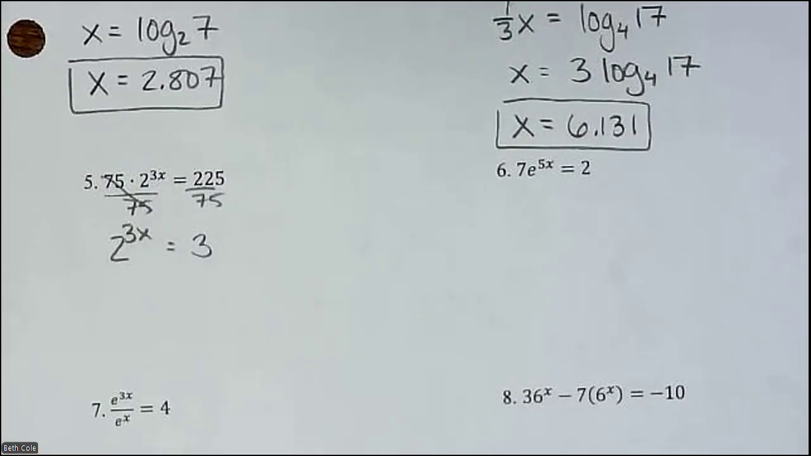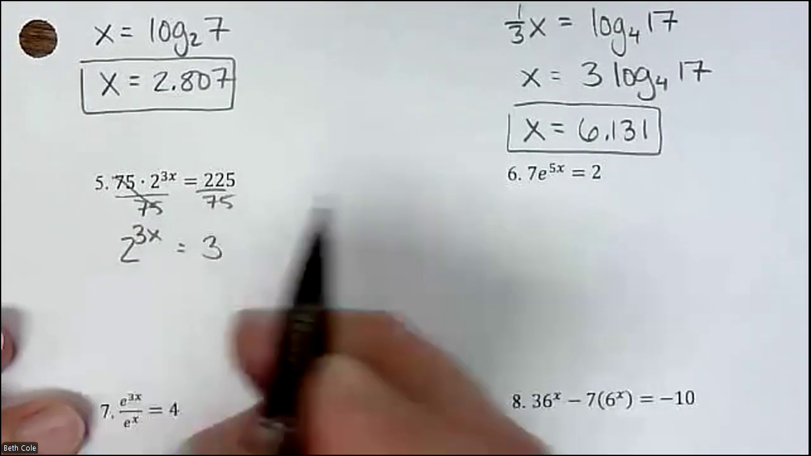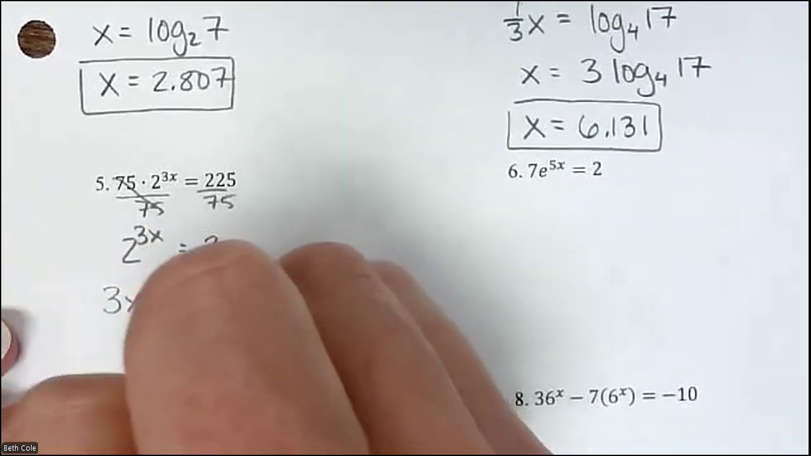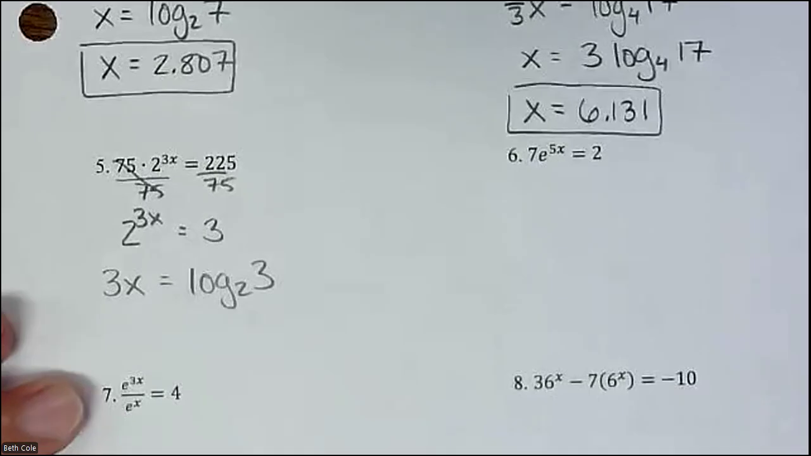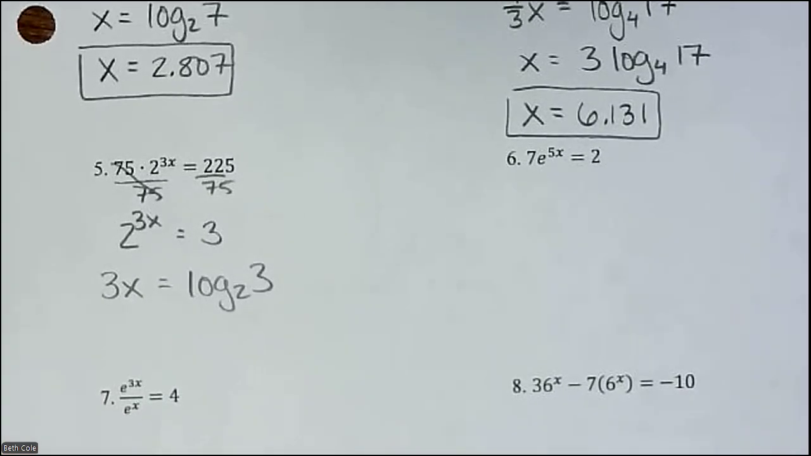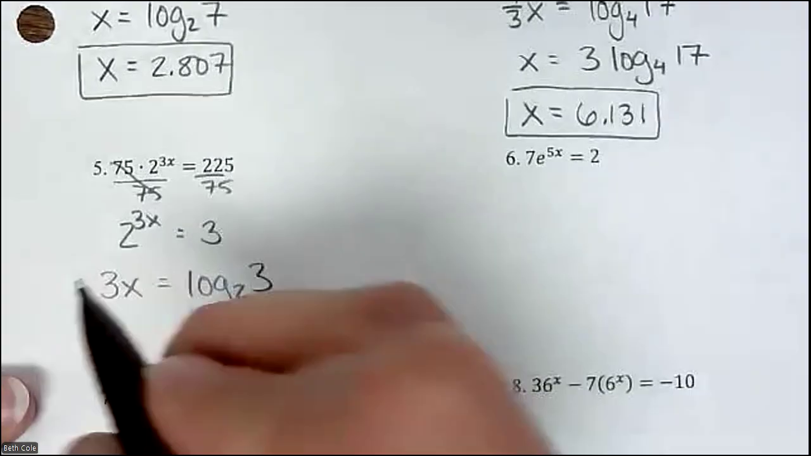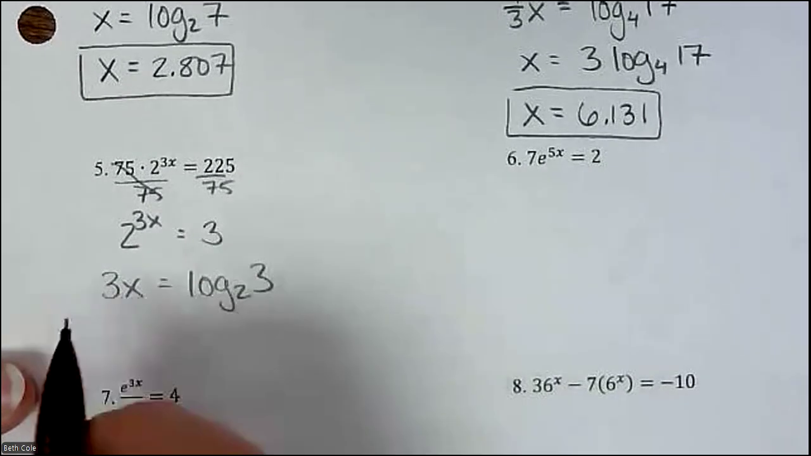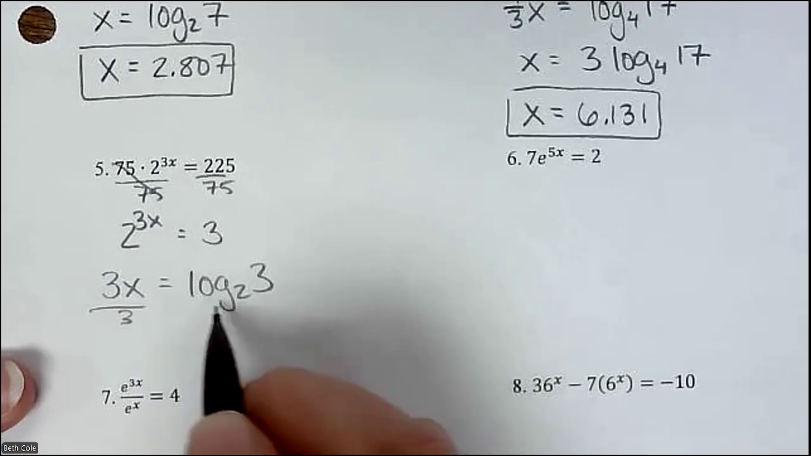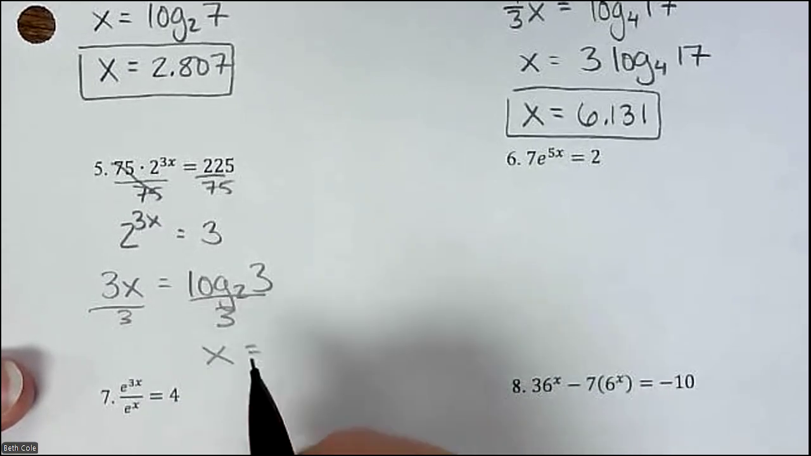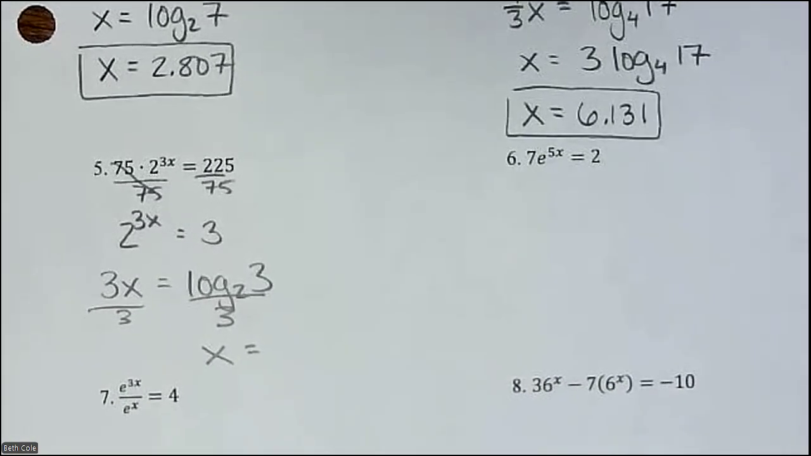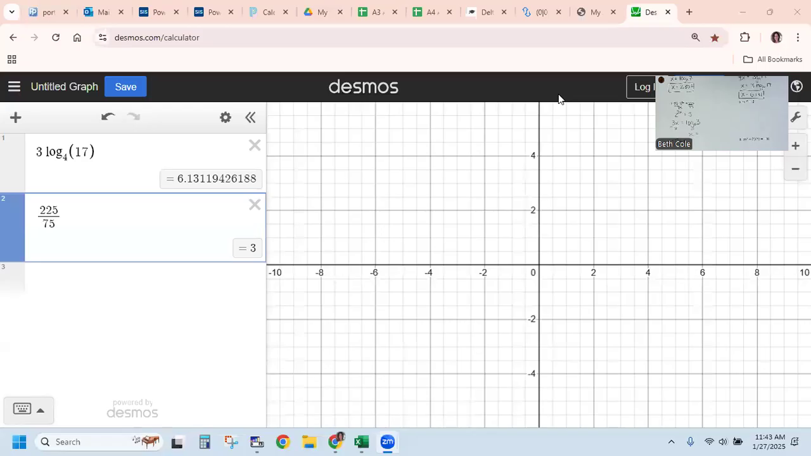All right, now what? Log base 2. And again, you can write log base 2 on both sides if you want to. It would just look like this. Again, I don't really write that because it ends up looking really cluttered. And then what's your last step to get the x by itself? Yep, divide by 3. So we are going to type in log base 2 of 3 divided by 3.